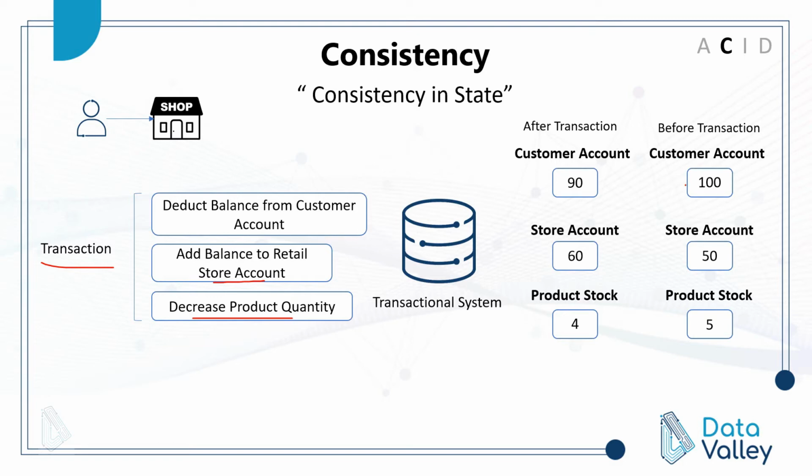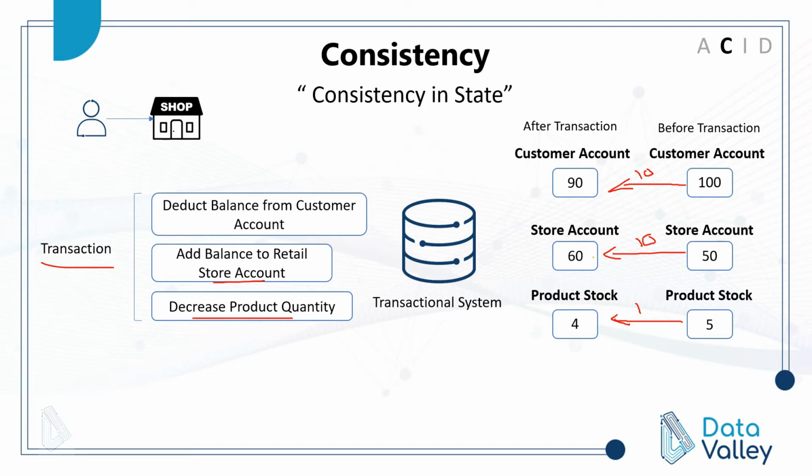We deduct from customer account, so customer account should decrease, and in our example it's 10, so it should decrease by 10. Store account should increase by 10, and the product stock should decrease by 1. So in this case, the data in our database is consistent, because one transaction in our use case means these three steps: decrease from customer account, increase in store account, and decrease in product stock. So in this case, we can say data is consistent before and after the transaction.